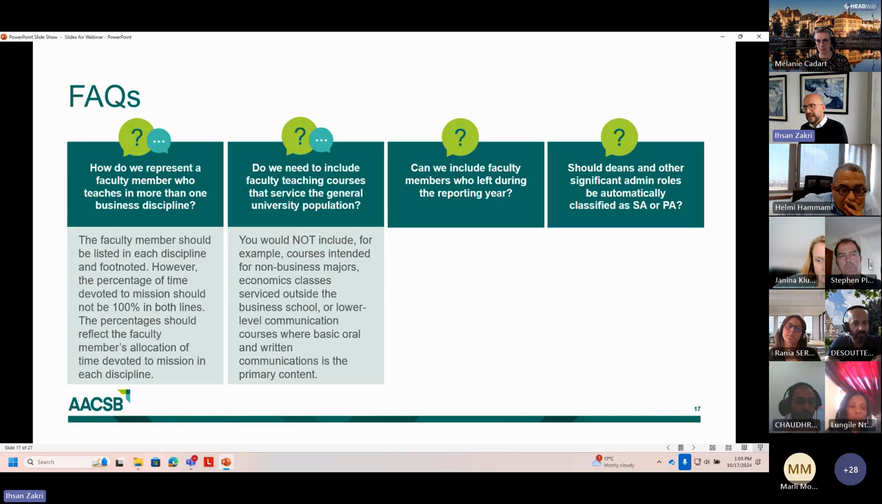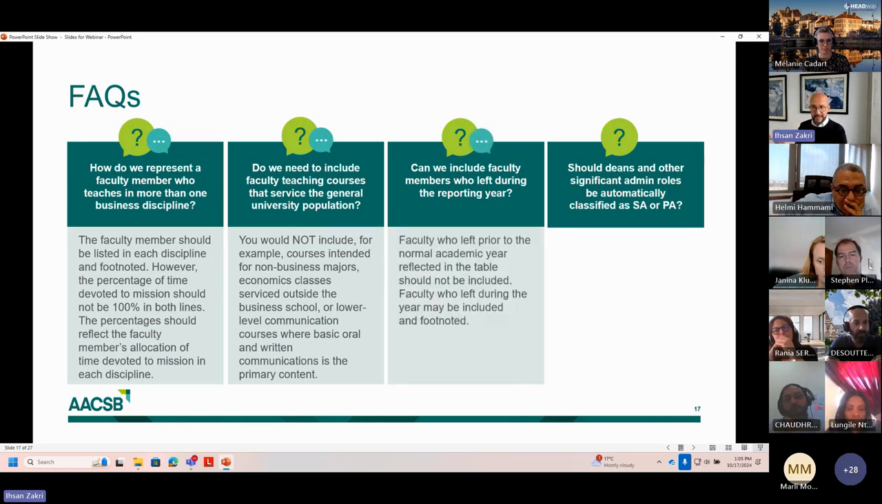Can we include faculty members who left during the reporting year? Yes. So they were there, but they left. If they left before, you don't include them when we are reporting. If they left during the year, you include them and you footnote that.